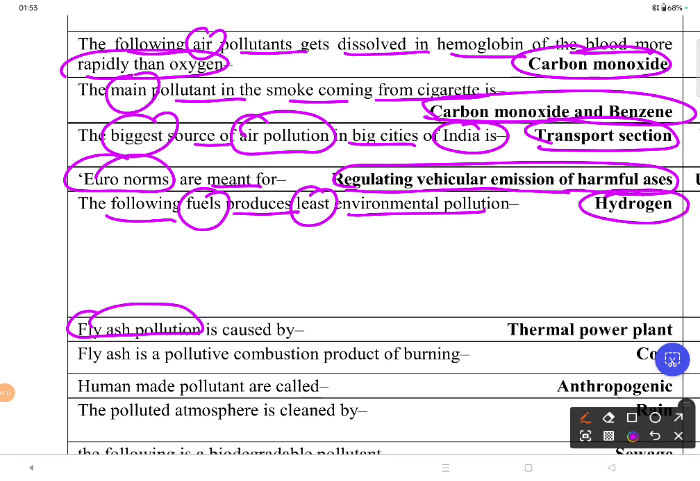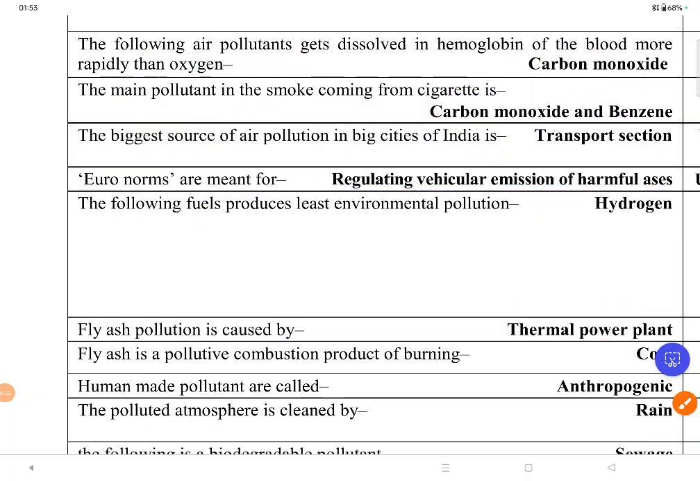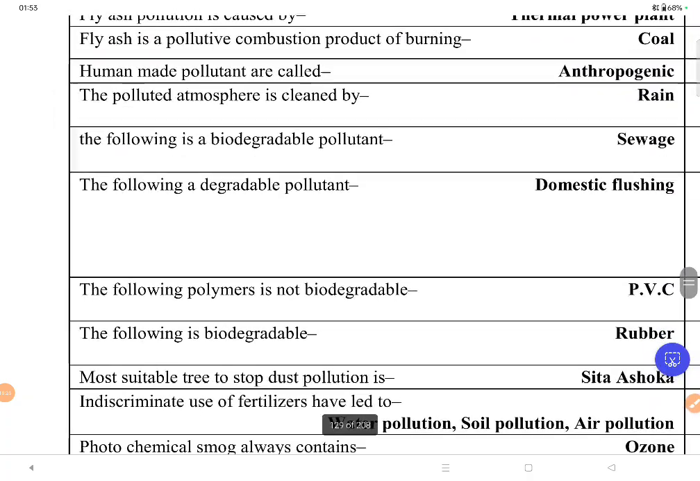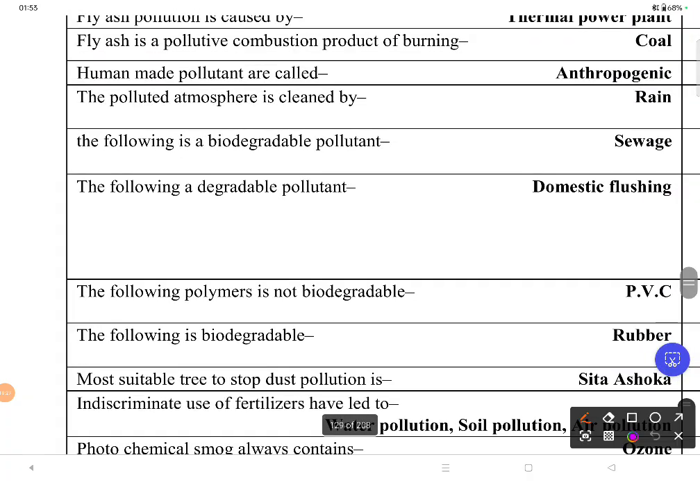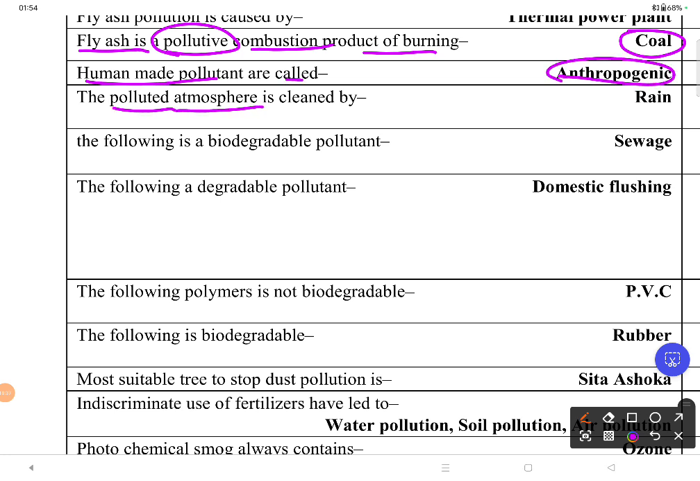Fly ash pollution is caused by thermal power plants. Fly ash is a pollutive combustion product of burning coal. Human-made pollutants are called anthropogenic. The polluted atmosphere is cleaned by rain. The following is a biodegradable pollutant: sewage.